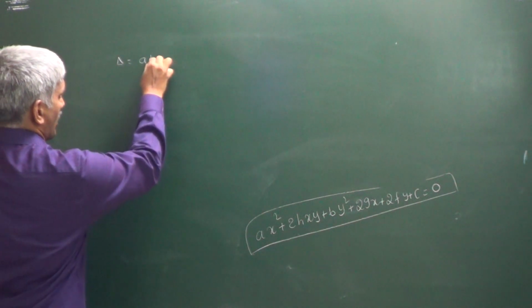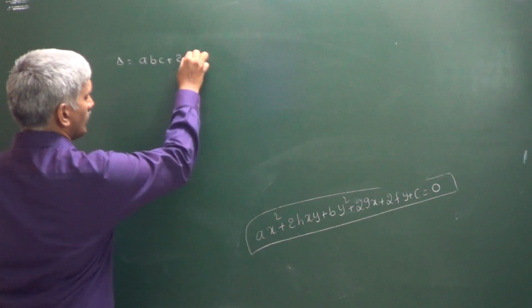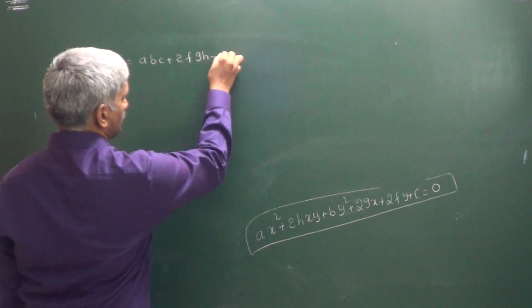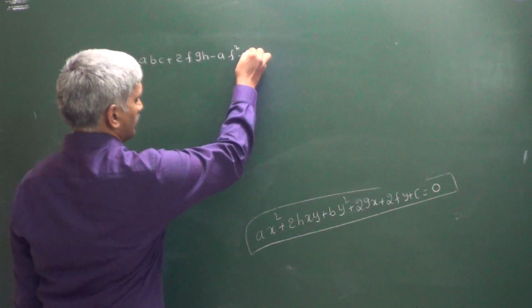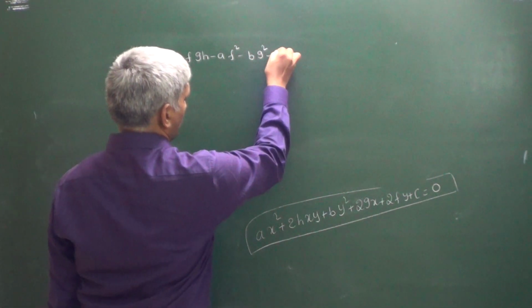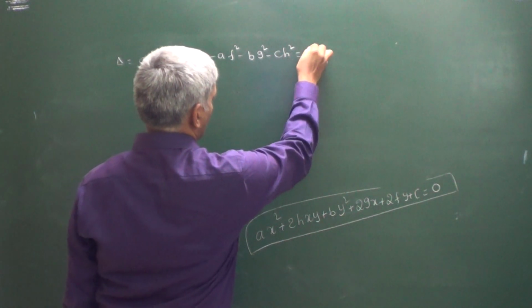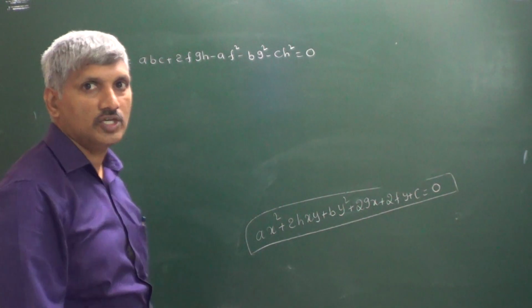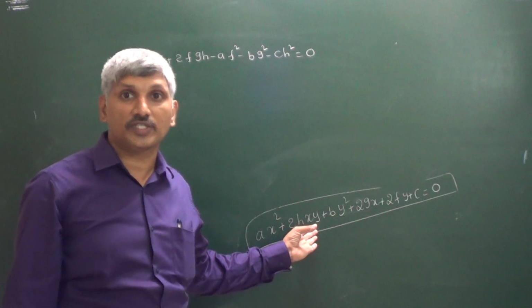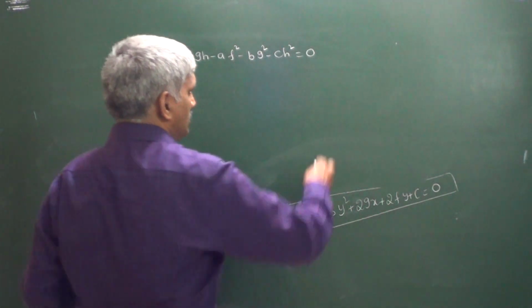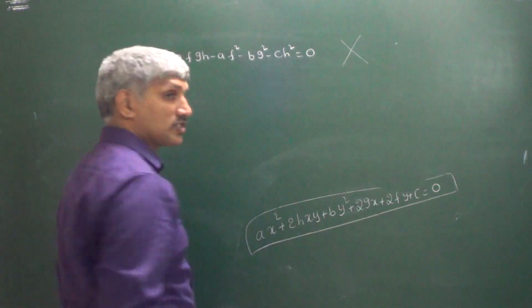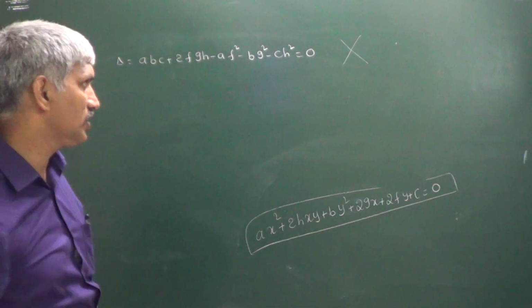What is delta? abc plus 2fgh minus af square minus bg square minus ch square is equals to 0. Delta is equals to 0. This equation represents a pair of straight lines, under the condition delta is equals to 0.